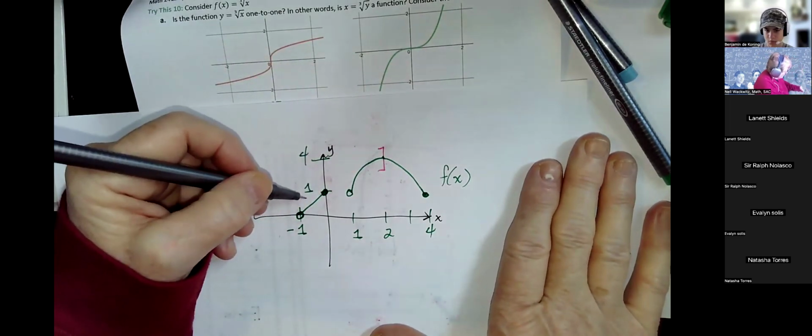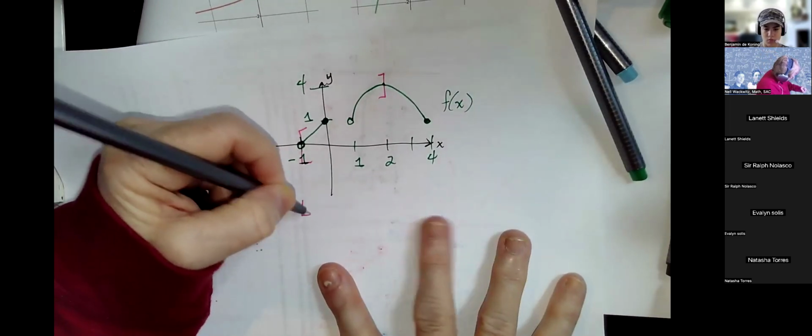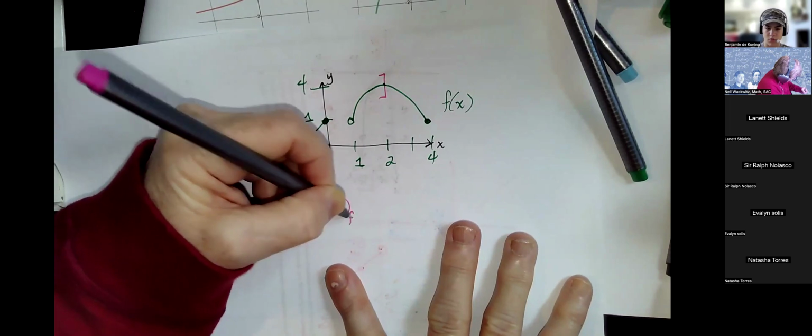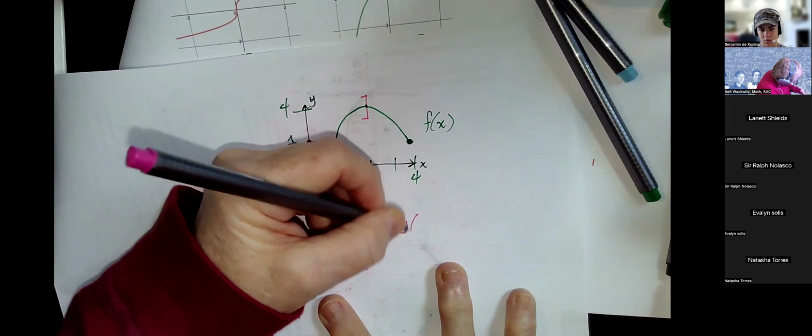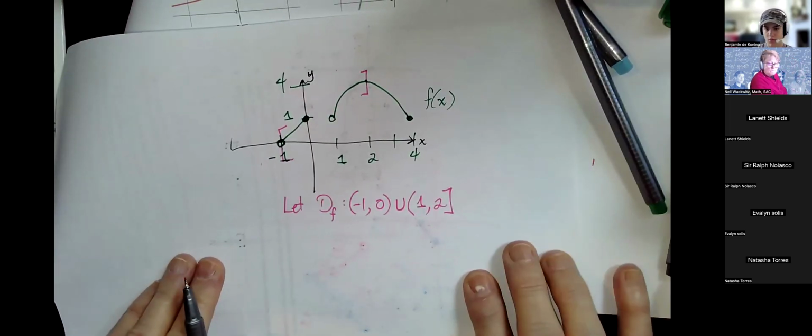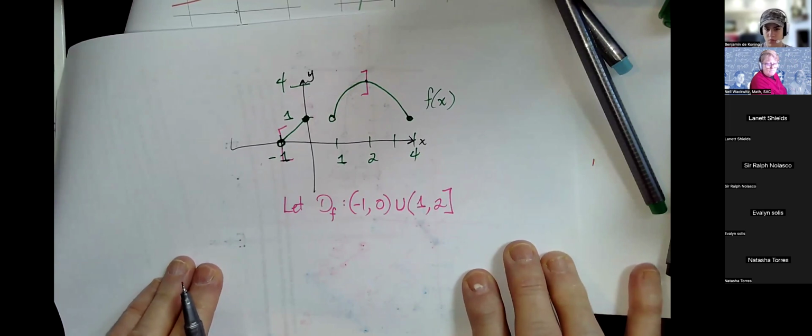Yeah. So from there, let's restrict that domain. We're going to say, let the domain of F be, it's open here, so -1 to 0, and then it's open here at +1, and we're going up to 2. Is that right? Yeah, looks right. We can do that, yes. All right.